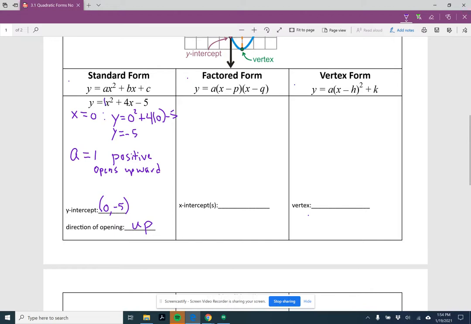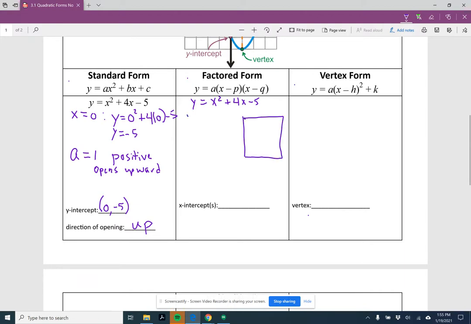Now we can leave a 1 in there if we want. It doesn't matter. So we're going to start with standard form and put it in factored form. Do you notice the a is out in front? You have to divide out the a. In this case, a is 1, so there's really nothing to divide out. So we're just going to factor it. We're going to use our box method for factoring.